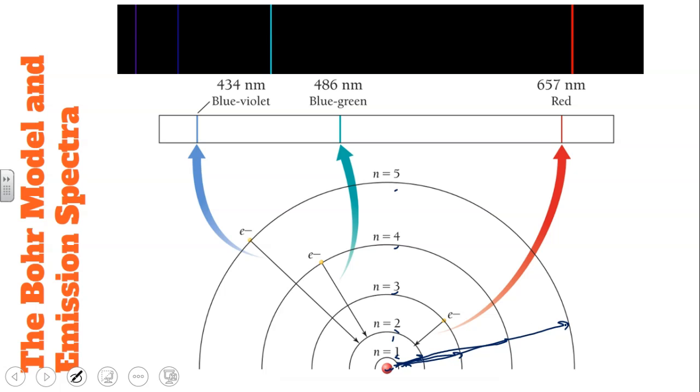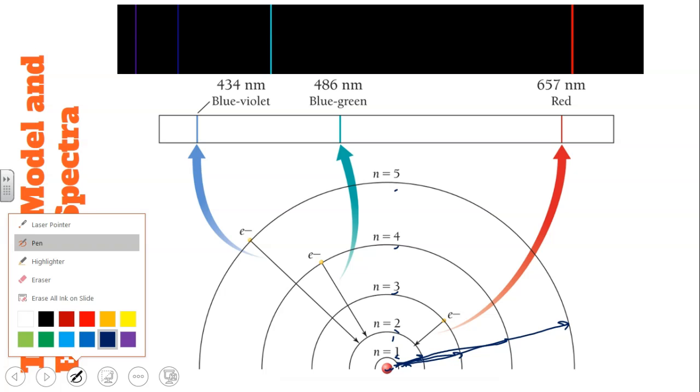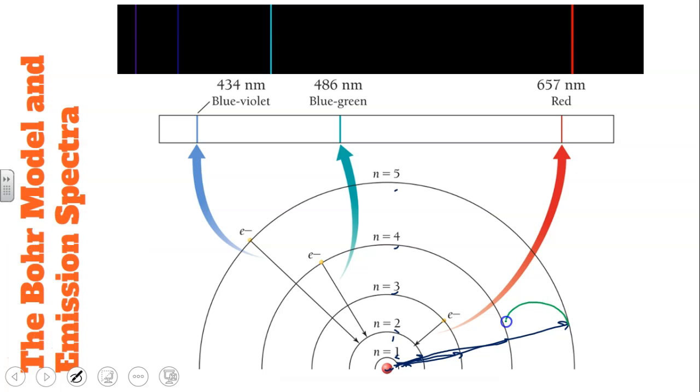That takes energy. But that electron will eventually have to move back down. And if it takes energy to move up, it's going to release energy when it moves back down. So if it moves back down 2 spots, maybe from here to here, it releases a certain amount of energy. Every different jump is a different energy. And that's what we see in atomic emission spectra.